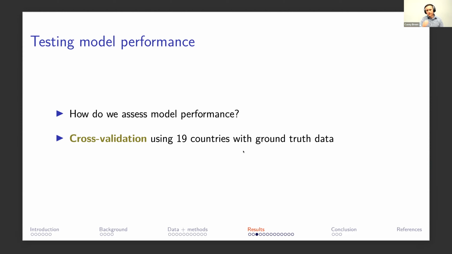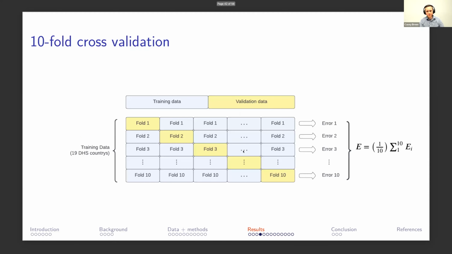And so here we're going to be testing the model performance on the 19 countries where we do have ground truth data from the demographic and health surveys. So I'm going to use two different approaches to cross-validation, and I'm going to briefly explain them. So the first is your classic 10-fold cross-validation. The idea here is that you have your training data set. So here we just use all 19 countries where we have DHS surveys.